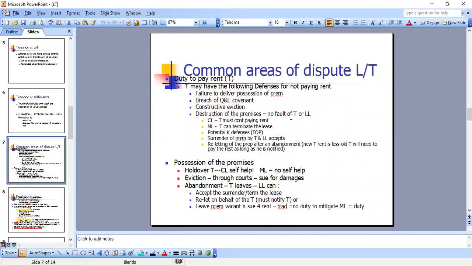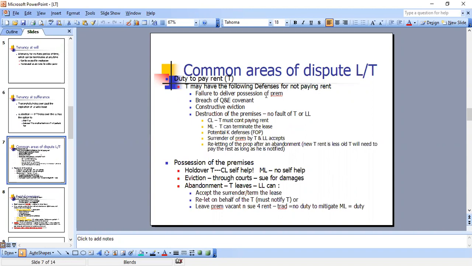Common areas of dispute. This is where commonly there's a dispute in the essay or a dispute in the MBE. And duty to pay rent. The tenant has a duty to pay rent. He may have the following defenses for not paying his rent. Usually these come out in essays.